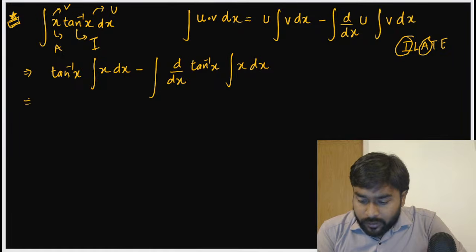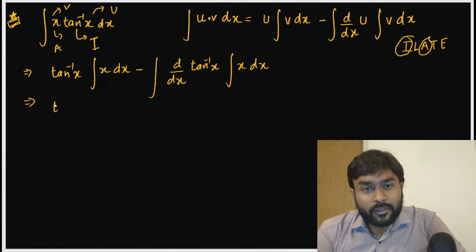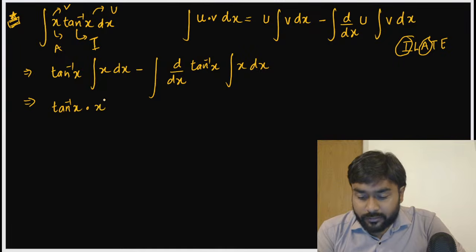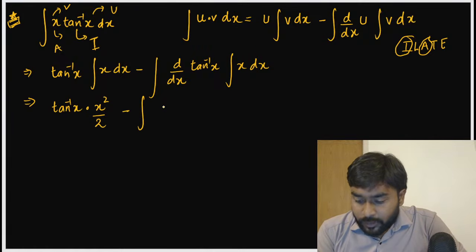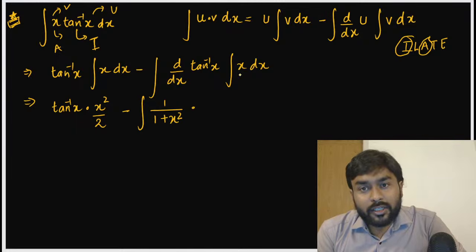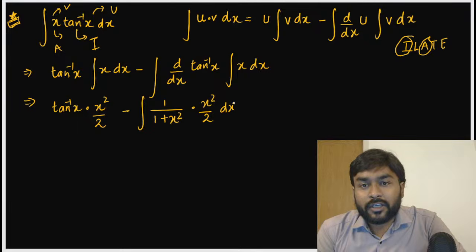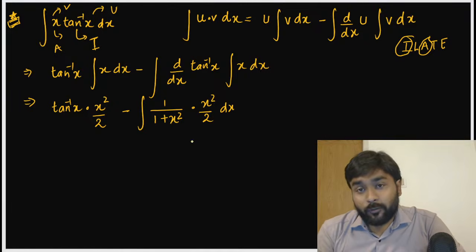Correct. So after this, what will happen? Tan inverse x will come as it is. Integration of x will be x square by 2. Here, minus differentiation of tan inverse x, which is 1 by 1 plus x square. And here the integration of x is what? x square by 2 dx. This we can write.